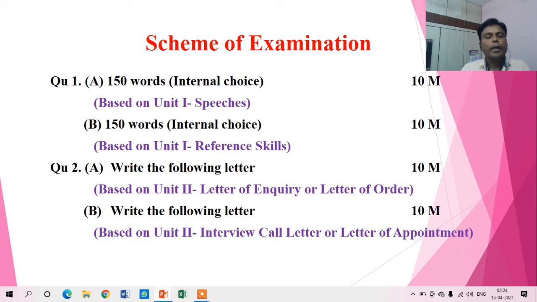In the same way, the third and fourth sorts of letter, that is interview call letter and letter of appointment, form question number 2B. You have to answer any one question based on either interview call letter or letter of appointment. Again, this question will carry 10 marks. This way, question number 2 is based on the second unit, that is business correspondence, and it will carry 20 marks.